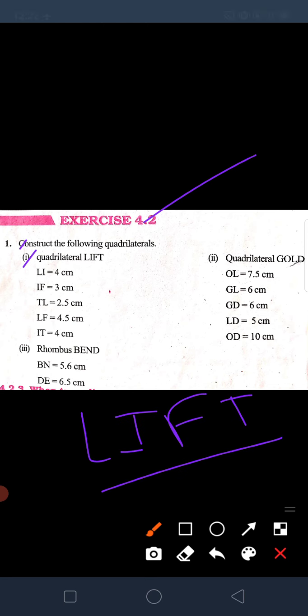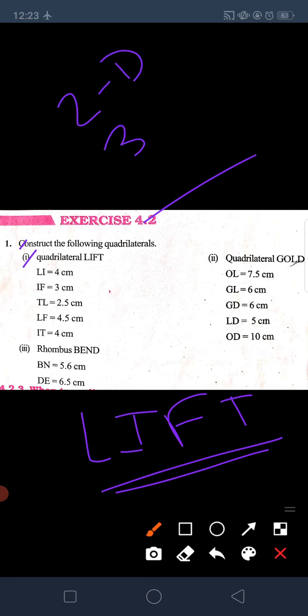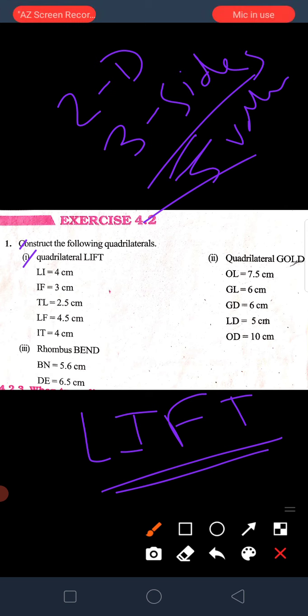LIFT. As in the previous example and construction number 2, we understand and construct. The heading of construction 2 is when two diagonals and three sides are given. It means two diagonals and three sides are given, a total of 5 values of the quadrilateral. So in this quadrilateral LIFT, also 1, 2, 3, 4, 5 values are given. So using these three sides and two diagonal values, we construct the quadrilateral.